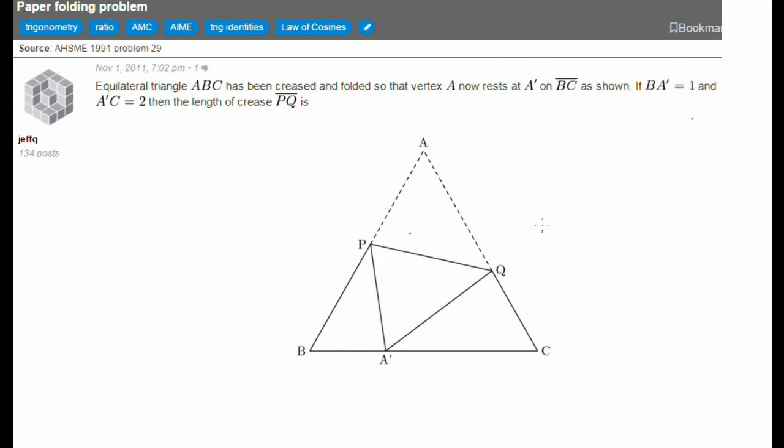Today we're going to be doing a folding problem from AHSME 1991, problem 29. Right now, pause the video if you need to. Try to get familiar with the problem before I explain the solution. Okay, so here's the solution.